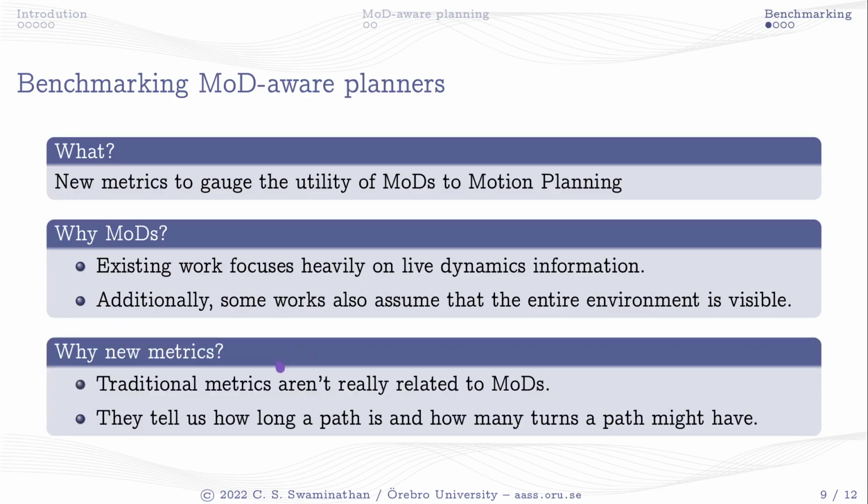And why new metrics? New metrics because traditional metrics aren't really related to MODs. They tell us how long a path is and how many turns a path might have, just as we saw in the cost function. But we would also like to know what the effect of these MODs are.